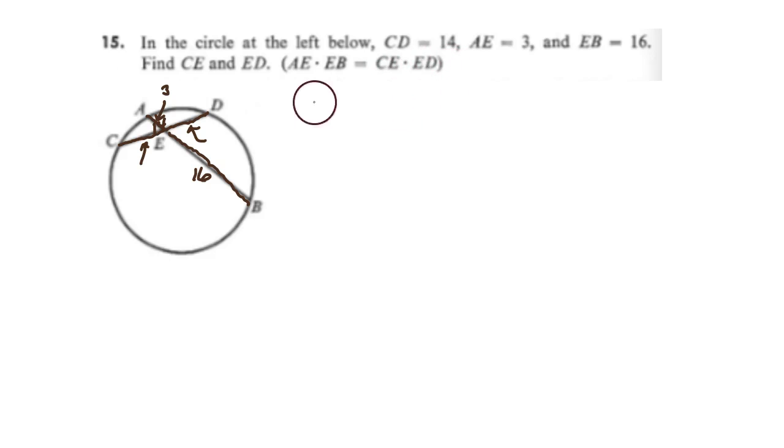Let's make our substitutions. AE is 3. EB is 16. CE we don't know, and ED we don't know. But what we do know about them is that they add up to 14. So let's use a variable x on this one, and then we would know the other one would be 14 minus x.